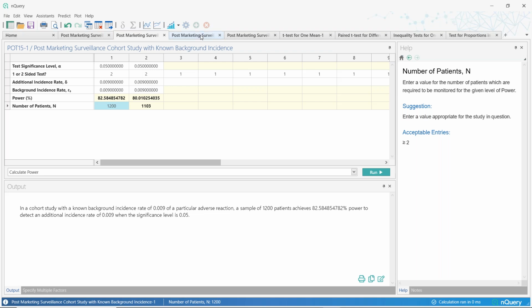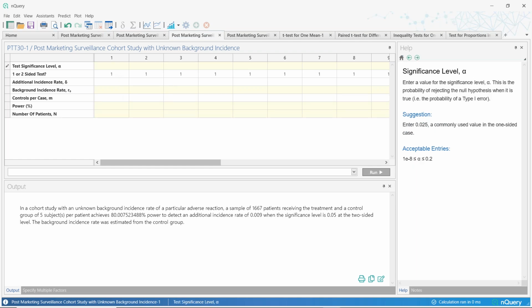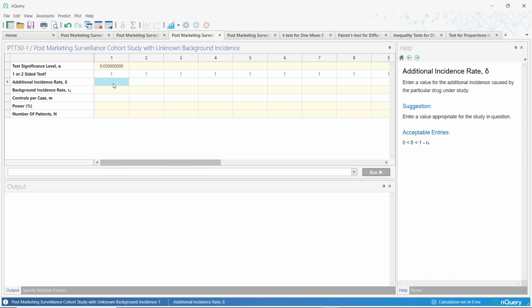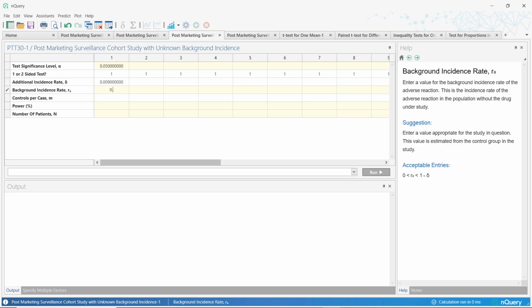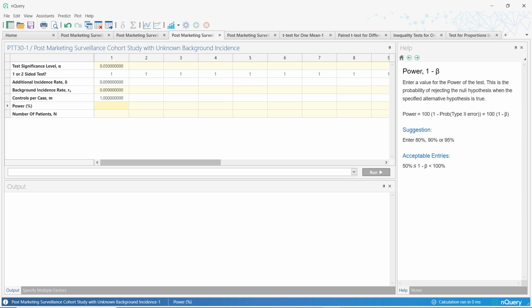I suppose it might be useful to contrast that with a two-arm trial. Effectively, what would be the equivalent sample size? So, this is a two-arm trial, two-arm cohort design, I should say. And the inputs to this are very similar to what you saw in the previous example. Let's just set the controls per case to 1. So for every control, there was a case.